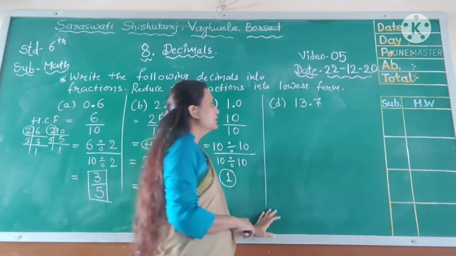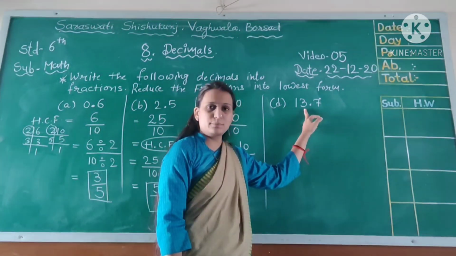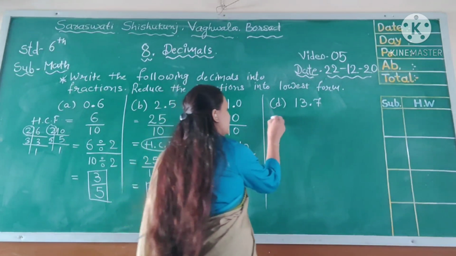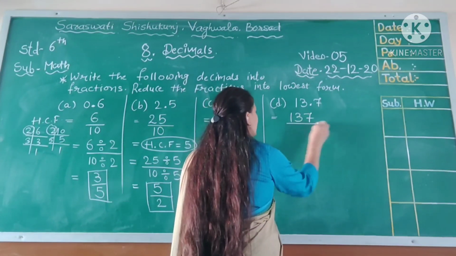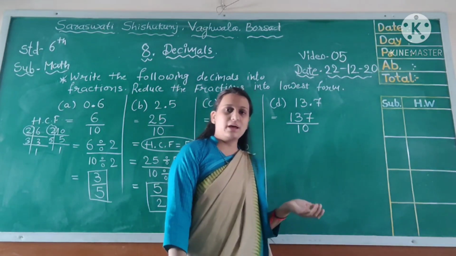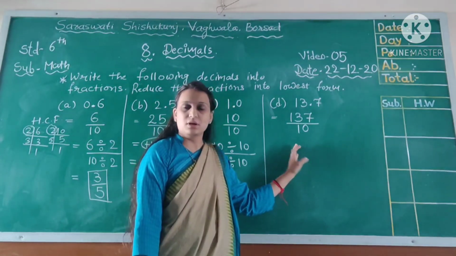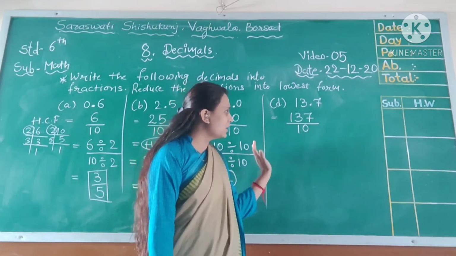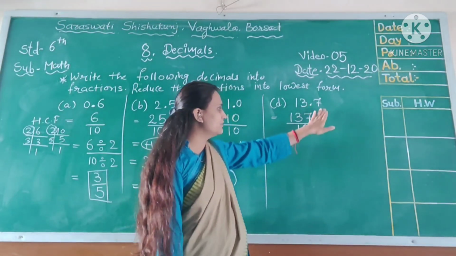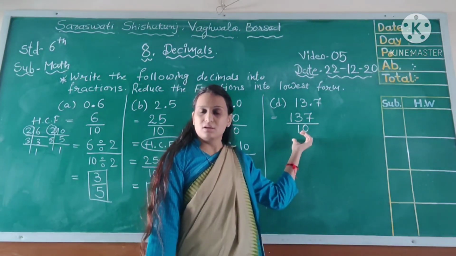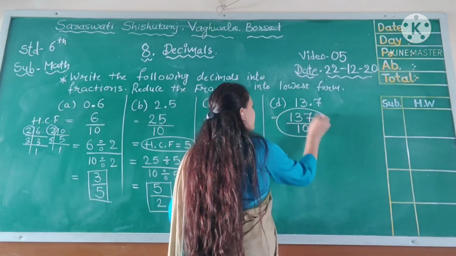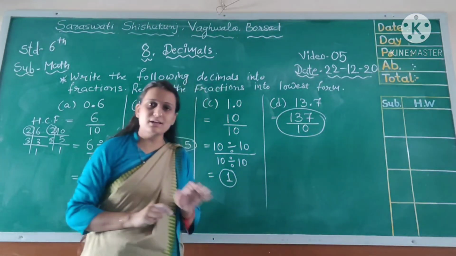Now let us understand the D number. In the D number, 1 is at the ones place, 3 is at the tenths place and 7 is at the hundredths place. So we can write the number as 137 divided by 10. Okay, so this is the fraction form. Now we have to convert the number into lowest form. But here you can see that we cannot convert the number into lowest form because there is no common factor between 137 and 10. So we cannot divide these two numbers by any common factor. So the lowest form of the number is 137 upon 10 as it is.